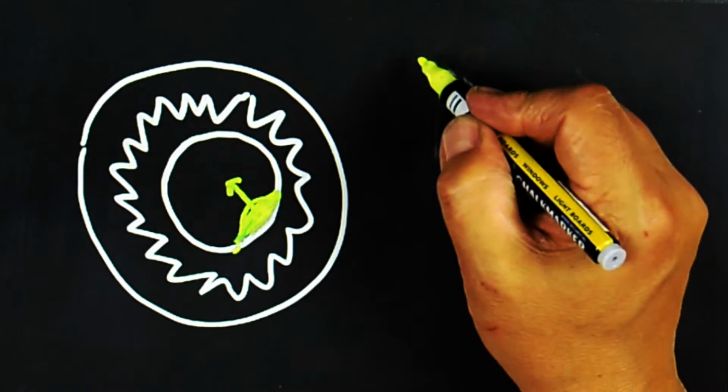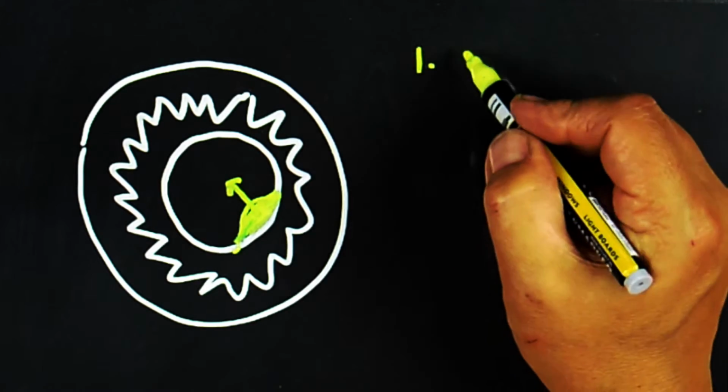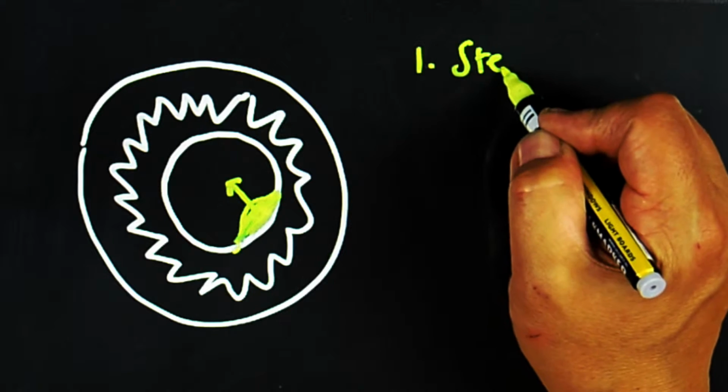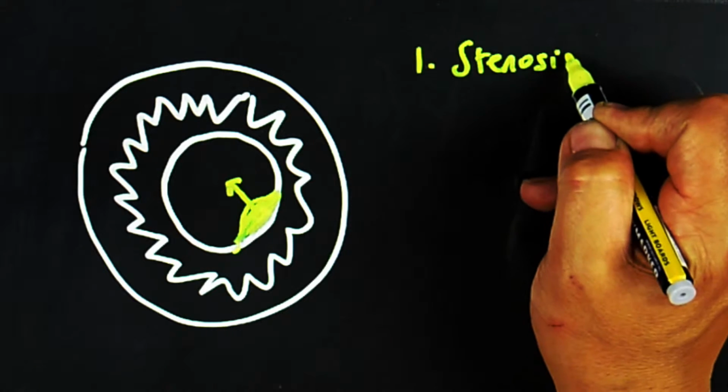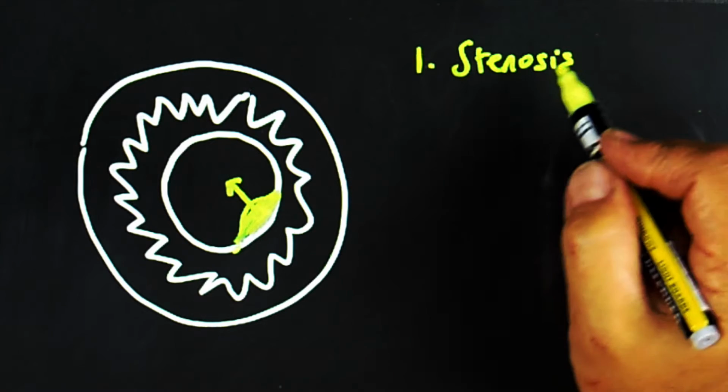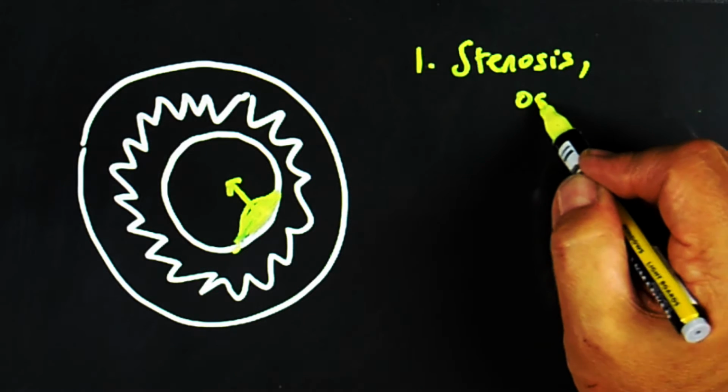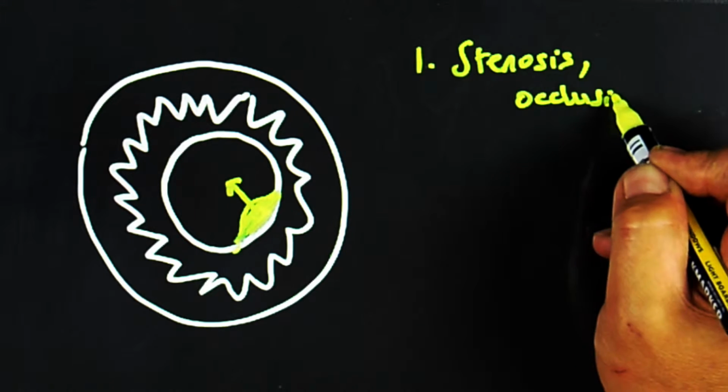So this narrowing of the vessel we can describe as either being stenosis, that is severe reduction in the lumen, or complete occlusion, when the vessel is, to all intents and purposes, blocked.